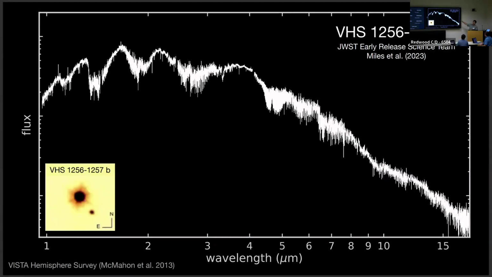And this is for a brown dwarf called VHS 1256b. As we can tell from the name, the system was discovered from the VISTA Hemisphere Survey. And the brown dwarf is this one, this tiny dot, and it's a companion that orbits the star. The James Webb basically provides an emission spectrum of this brown dwarf spanning from 1 to 15 micron. And most of this has never been observed before from the ground.